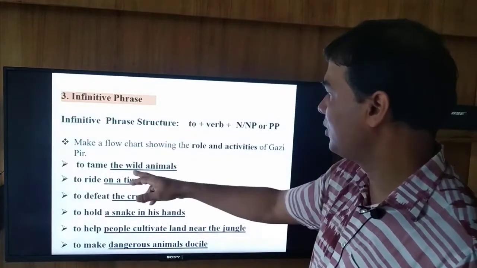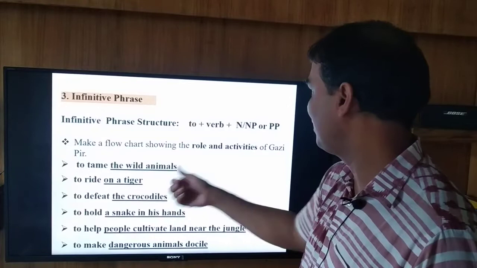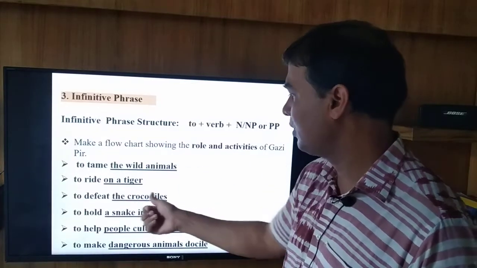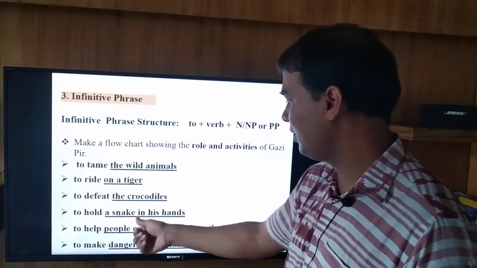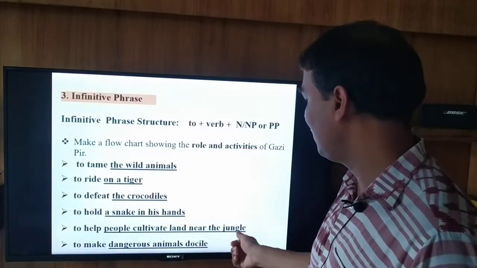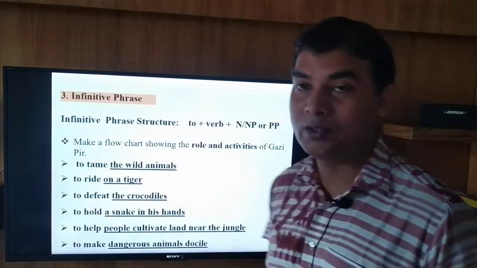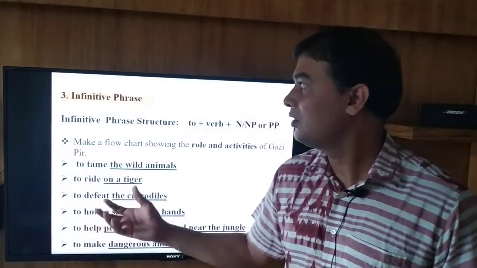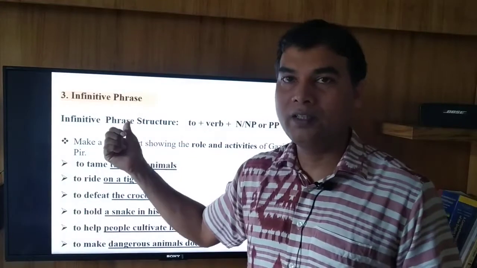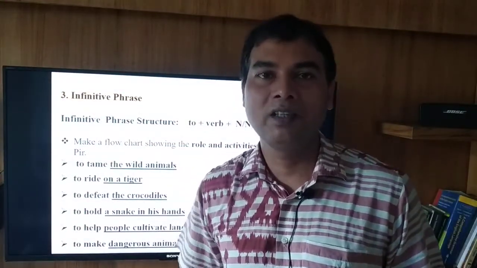And then again you see, the wild animals, this is noun phrase, on a tiger, this is preposition phrase, the crocodile, this is noun phrase, a snake in his hand, this is a noun phrase, people cultivate land near the jungle, this is noun phrase, dangerous animals docile, this is also a noun phrase. So using this third technique, I mean infinitive phrase, we can make a flowchart.